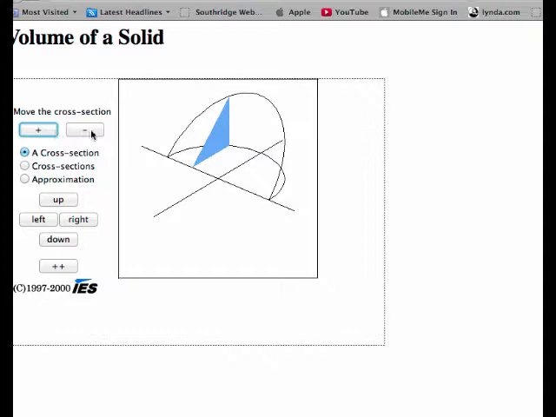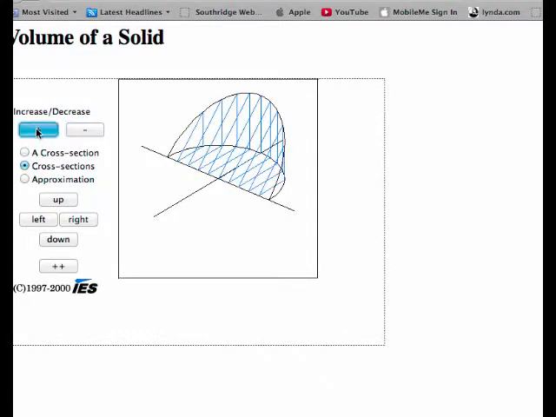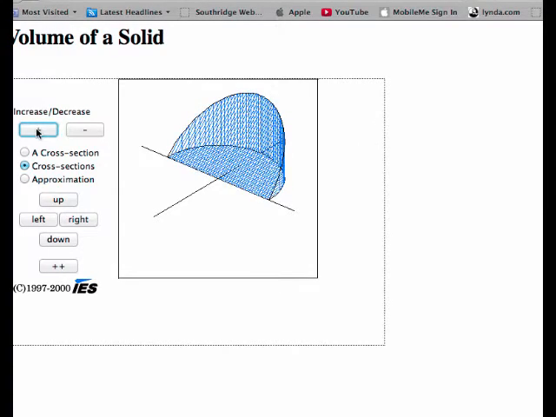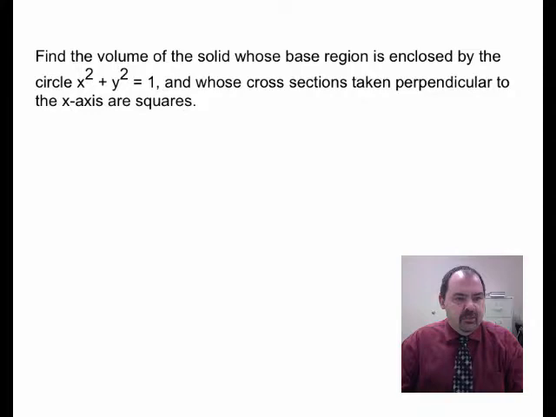So all I need to do is find the volume of one cross-section, which is the area of the triangle, times its thickness, which is infinitely thin. Take an infinite number of them, add them up, and I will get the volume of my solid. Alright, let's look at a couple of examples.